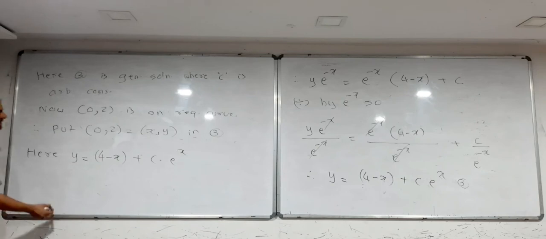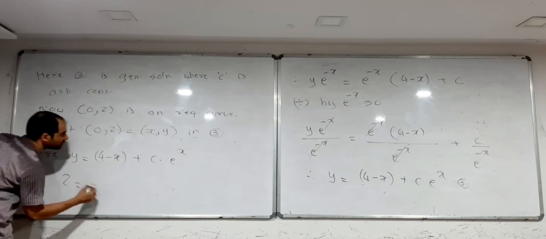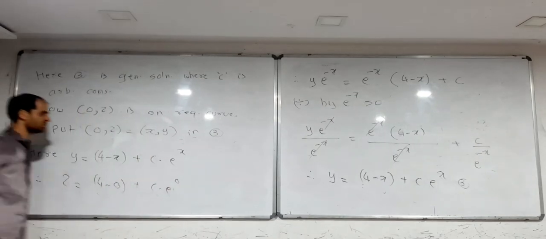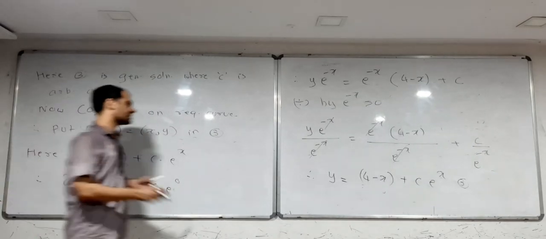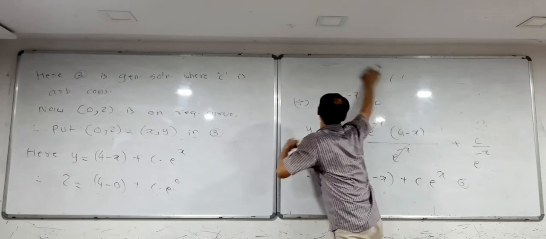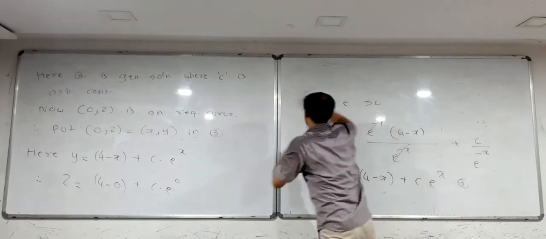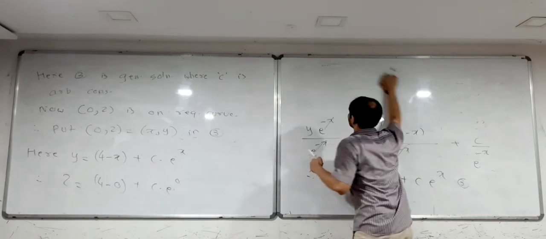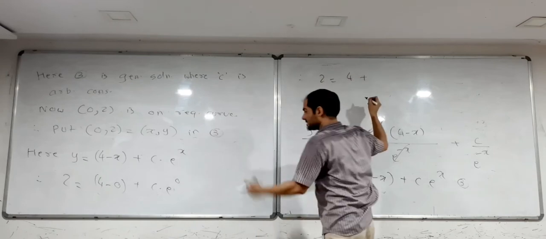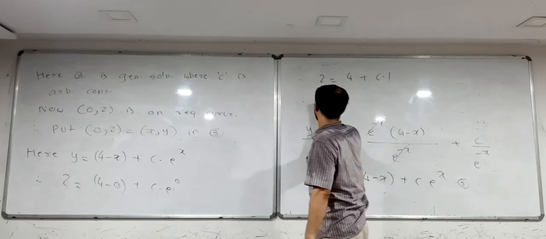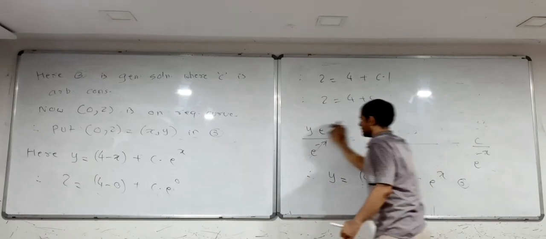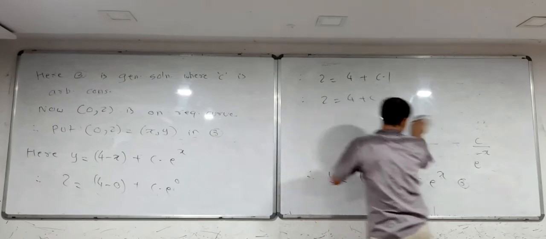हाँ, तो x, y की जगह पे 2, therefore 2 is equal to 4 minus 0 plus c into e raised to 0. So 2 is equal to 4 plus c into 1. So therefore 2 is equal to 4 plus c. So what we get? c plus 4 is 2, so c is 2 minus 4. So c will be minus 2.